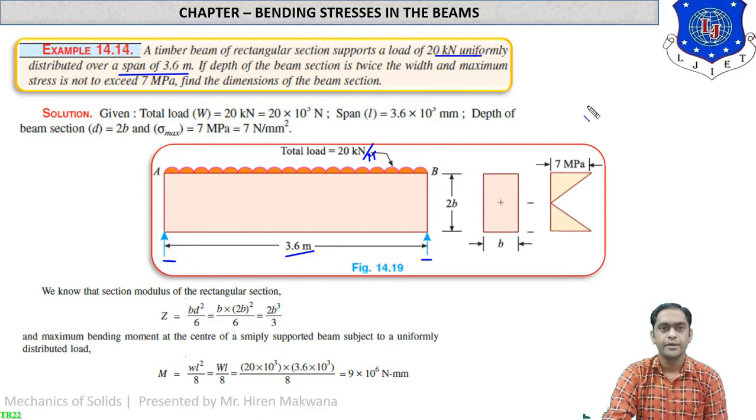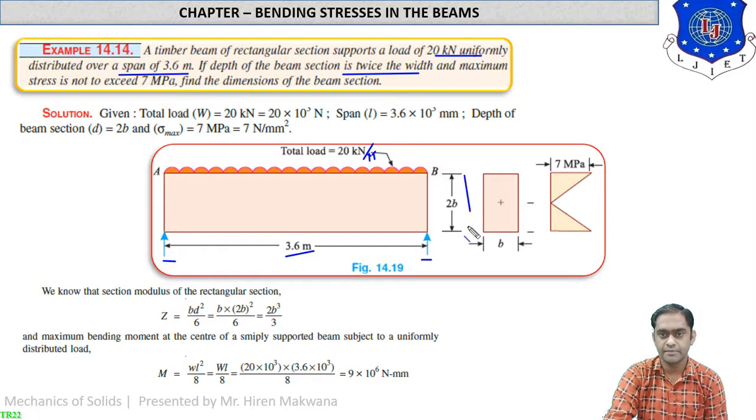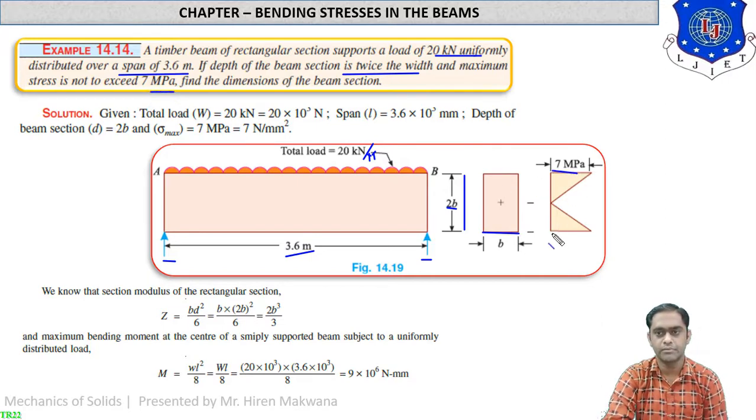Now the depth of the beam. Here the most important term is coming. The depth of the beam section is twice the width. So depth is 2 times B, where B means the width of the section. So the width is B and the depth is 2 times B. This type of relation is given for the cross section dimensions and we have to find these dimensions. Maximum bending stress is 7 megapascal at the top and at the bottom respectively. Find the dimensions of the beam section, meaning we have to find the beam depth and the beam width B. Ultimately we have to find B only.